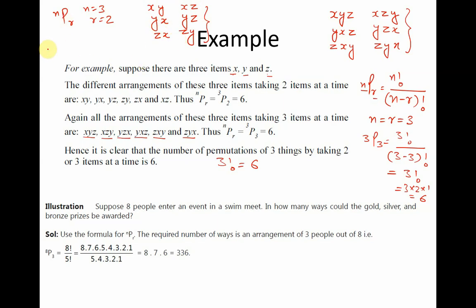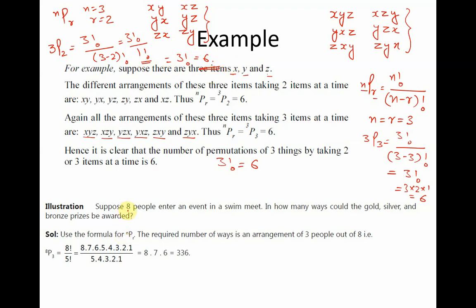So let us calculate it with the help of the formula. 3P2 is equal to 3 factorial divided by (3 minus 2) factorial, which is equal to 3 factorial divided by 1 factorial. 1 factorial I know is equal to 1. So this once again comes to 3 factorial, which is equal to 6. So this is how you will calculate the value of the permutations.